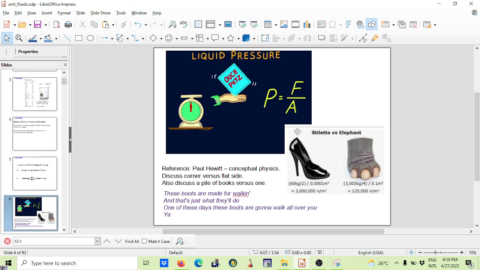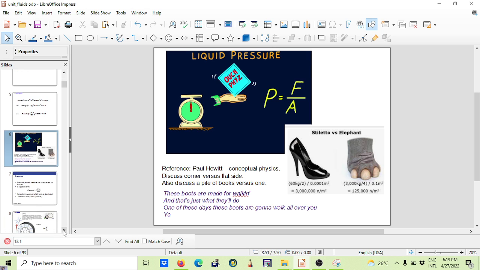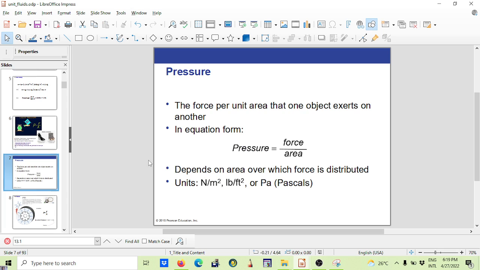And here, even though the weight is smaller, it's really concentrated in a small area. Okay, so I hope it makes sense to understand the meaning of pressure. So here is a definition. Pressure is force divided by area. So usually the unit is Newton per meter squared, and Newton per meter squared is a unit called the Pascal.